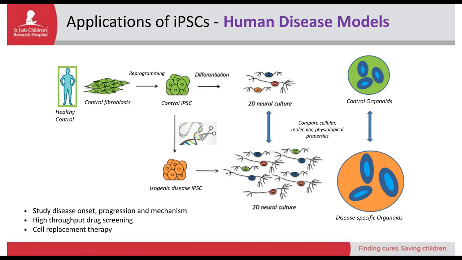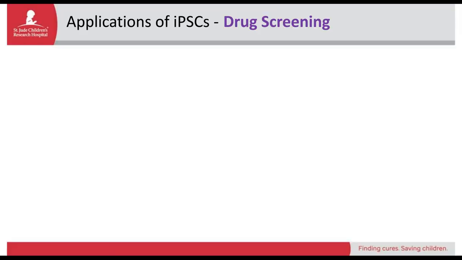Now, later on in the talk, I'll give you a couple of examples of how we in the department have used organoids derived from iPSCs for disease modeling. But right now, I'll illustrate how iPSC-derived neurons are currently being used for drug screening and cell therapy, just to give a couple of examples of how this can be done.